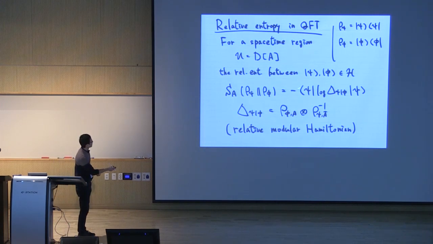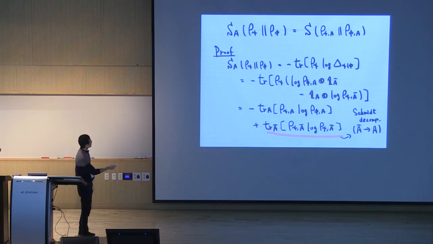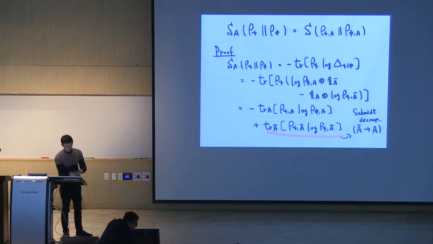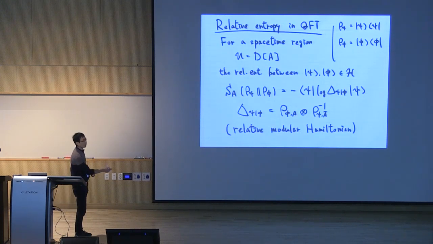But if you naively substitute this expression of the relative modular Hamiltonian, you can take a partial trace. But what does it mean to take a partial trace over a space-time region? Well, now I assume some Hilbert space description. Yeah, it's just a Hamiltonian picture. Is it clear? I will think about it more. Maybe I will ask you again. Okay, thanks.